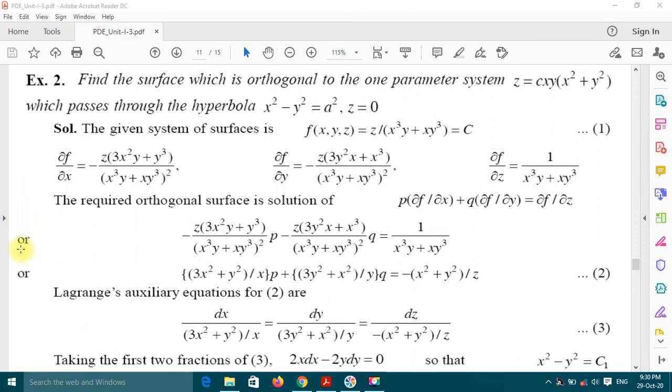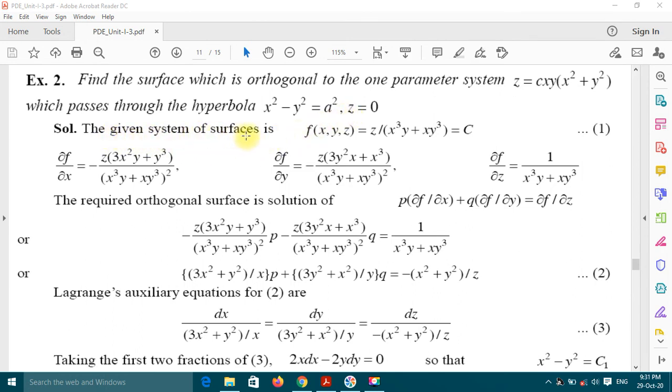Okay, now come on to the next problem. Find the surface which is orthogonal to the one-parameter system z = cxy(x² + y²), which passes through the hyperbola x² − y² = a² and z = 0. Here z = 0 denotes the hyperbola made in the xy plane.